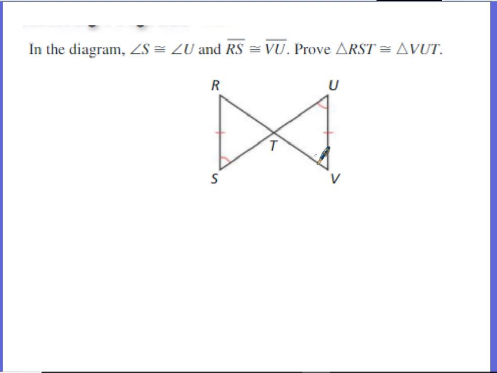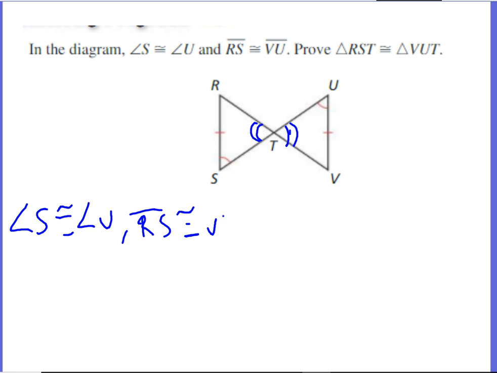But I don't need to go that entire route because I have two congruent vertical angles. And we're going to use that to our advantage as much as possible. So I have that angle S is congruent to angle U. I have that side RS is congruent to side VU, and that is given. And so right now I have one angle and one side, and I'm choosing to go the angle side route by utilizing these vertical angles.